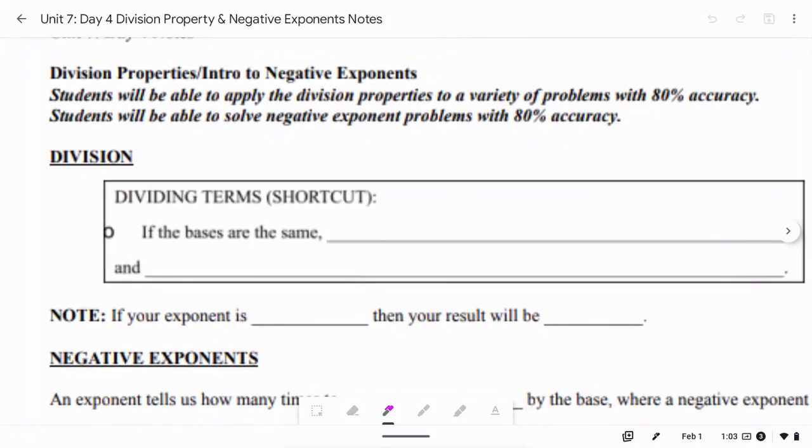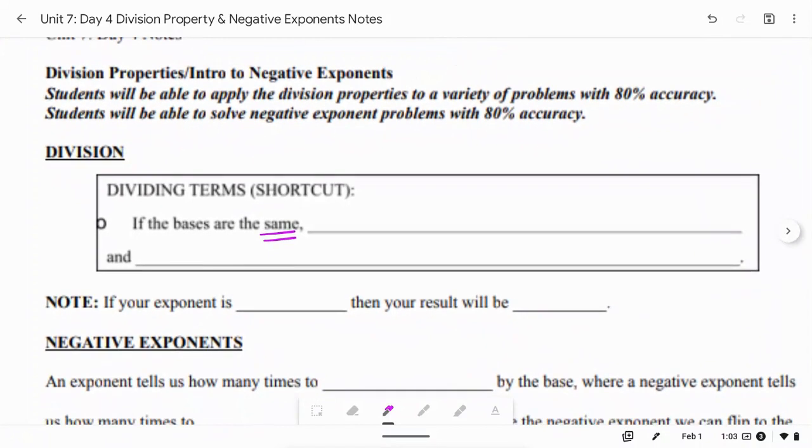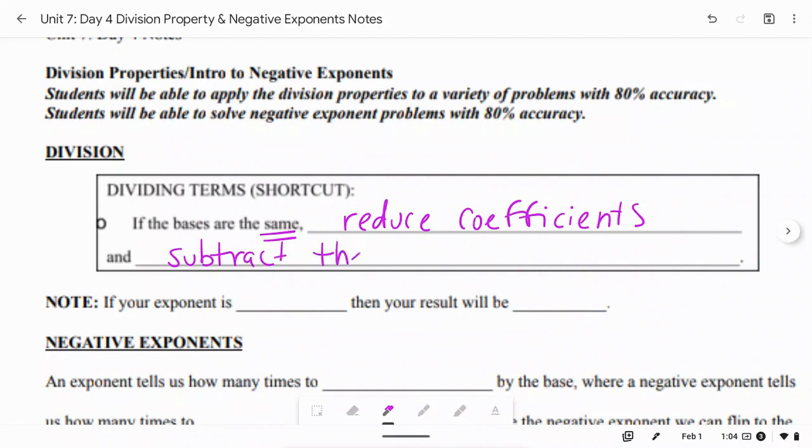So remember that if the bases are the same and you're dividing, the first thing you do is you reduce any coefficients, and then you would subtract the exponents. That's for all division problems. So that's what we did a couple days ago. If your exponent is 0, remember that you can just cancel it out and it would equal 1.